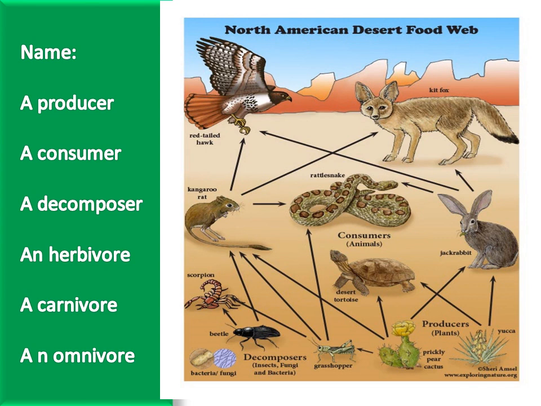An omnivore. The best example is the kangaroo rat because it depends on organisms like producers, and it depends on other consumers like the grasshopper and the beetle. So it eats both plants and animals. It is an omnivore.